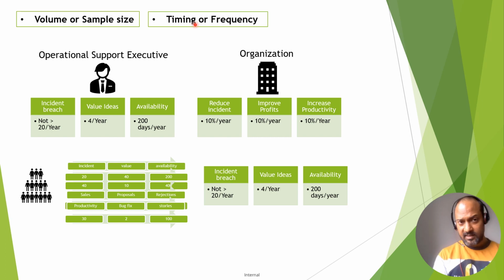In a similar way, let's give an example of these incident breaches, right? You are working for the Electrolux organization where incidents are raised for AC non-functioning, installation and all. And if we say not greater than 20 per year, why have we considered per year? Because we could have said, okay, 10 incidents per quarter, like JFM, AMJ, OND, right?